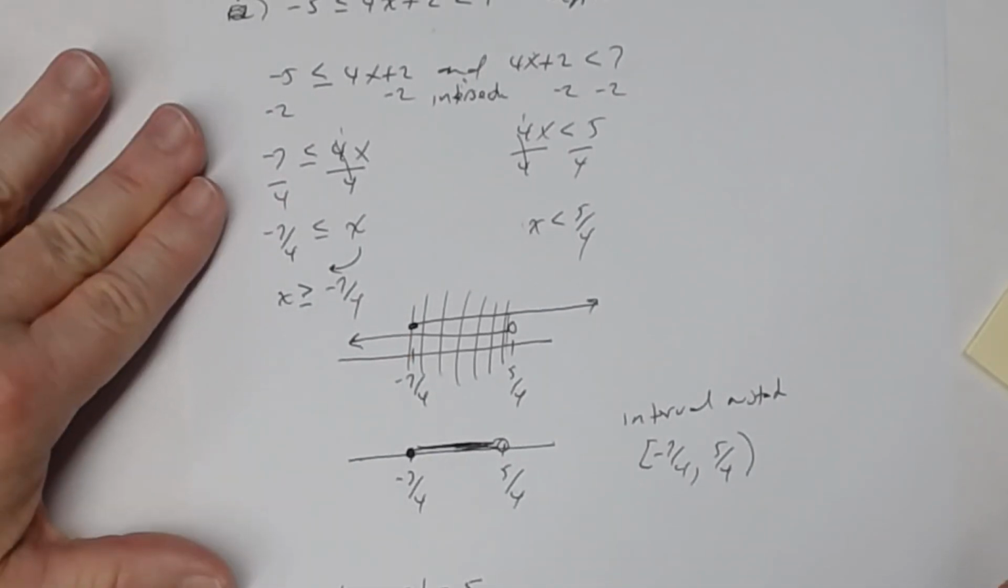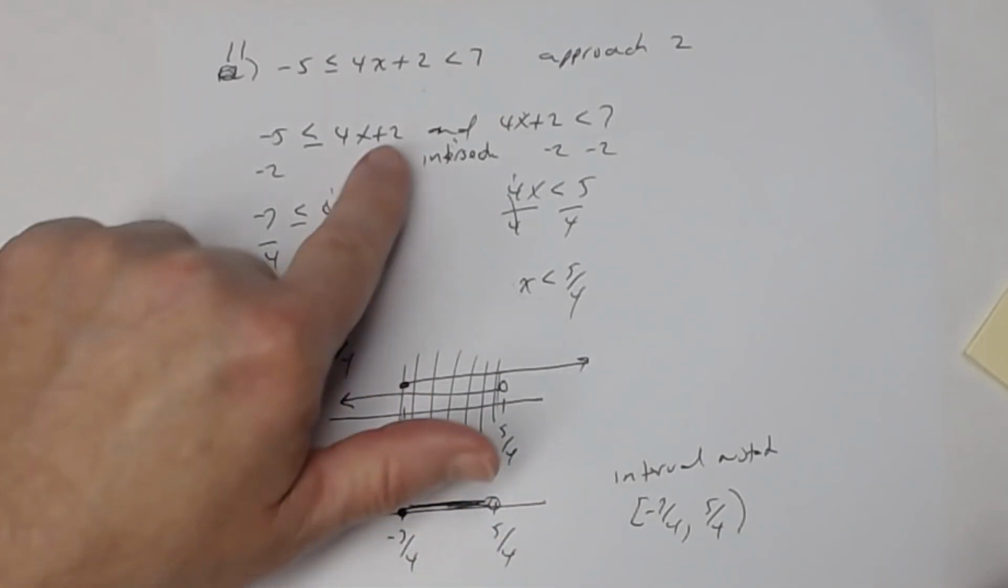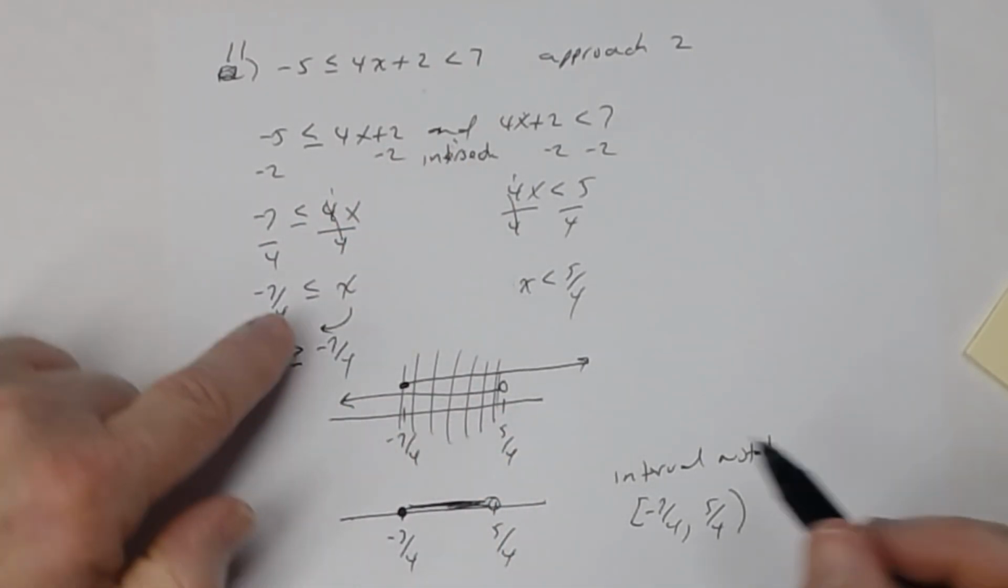Notice if you did use the second approach, and there are a few students that do, this is what you have to show. I need to see the word "and," though, and you have to show some work.